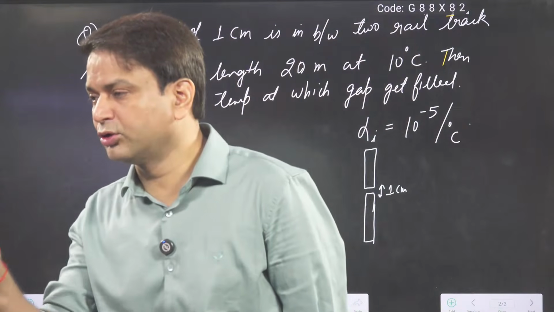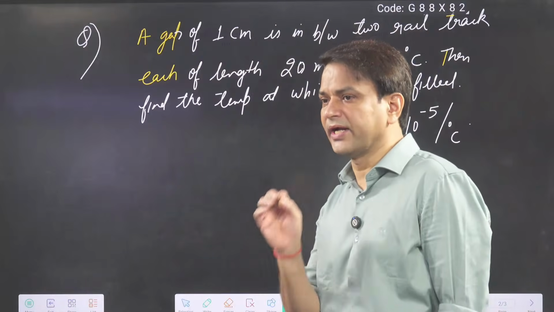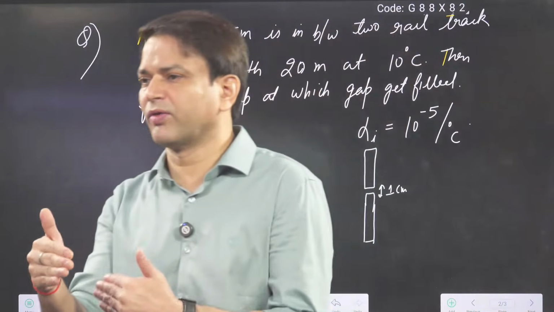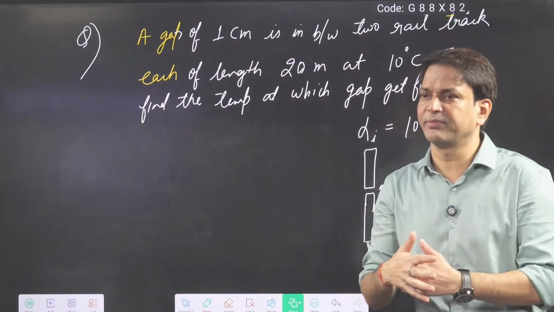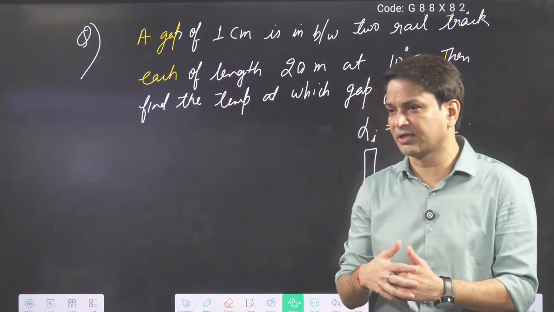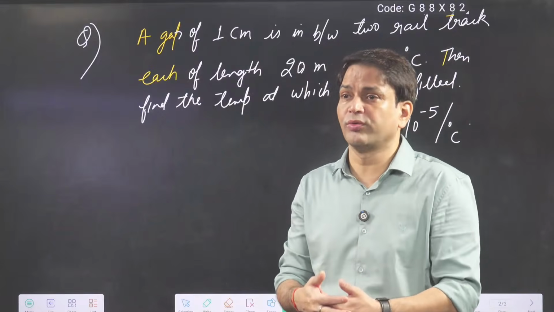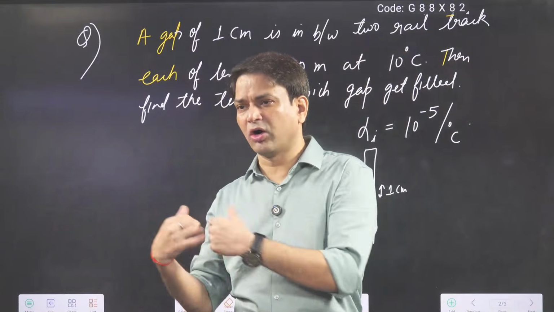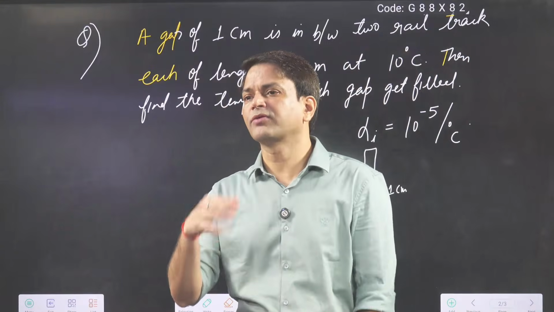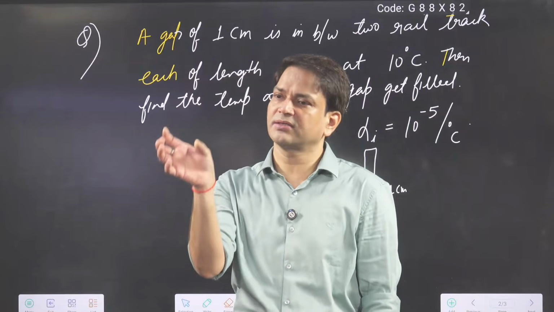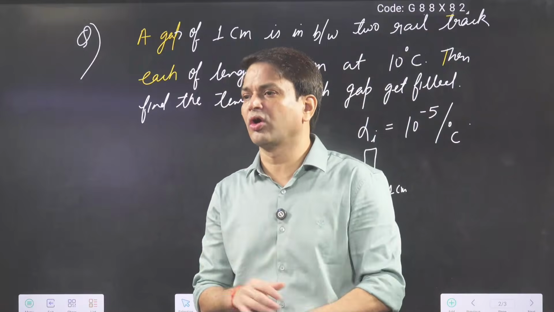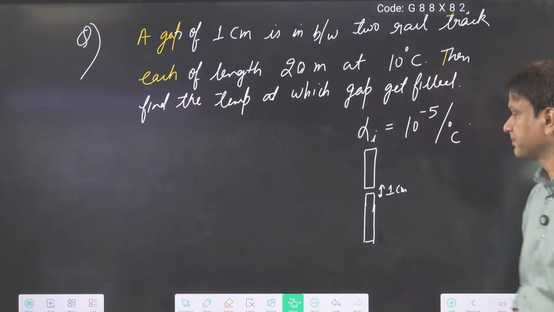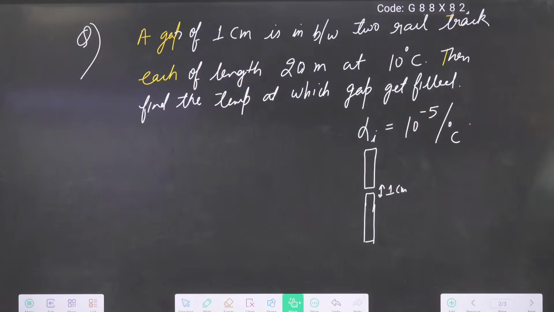How many of you will do that? I am saying you will take delta L because the gap is 1 centimeter. To fill the gap of 1 centimeter, they have to expand 1 centimeter. So delta L you will take 1 centimeter, L you will take 20 meter. Alpha is already given, delta theta we will find, which is theta final minus theta initial. Who will do that? Is this correct or not? Tell fast. Calculation and all I will do, no problem.